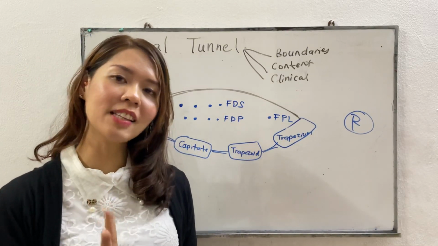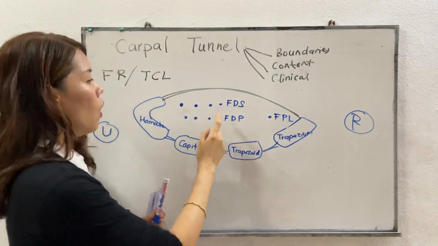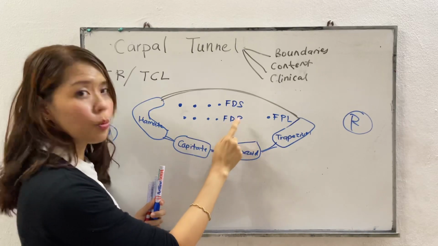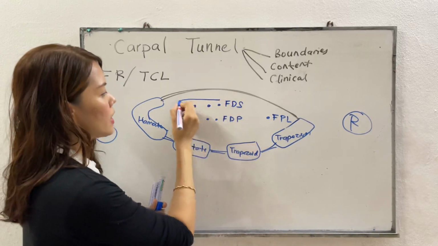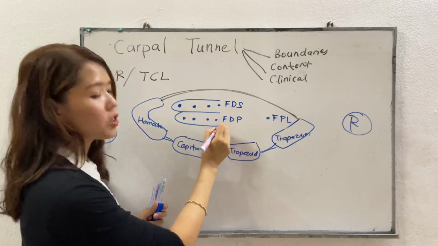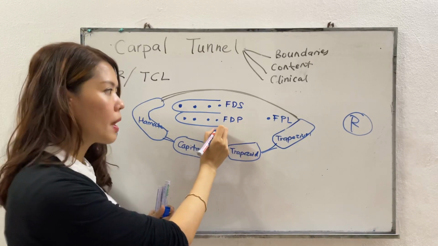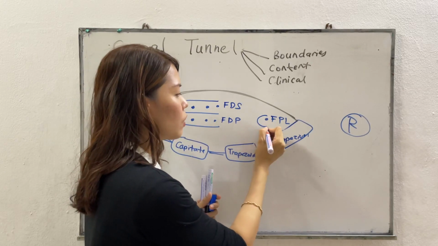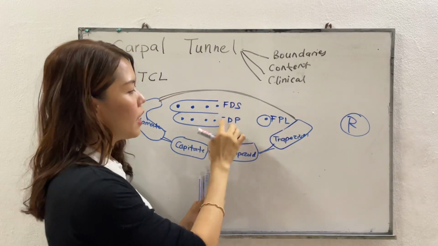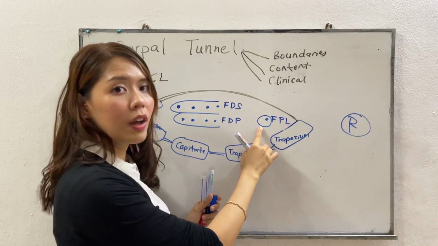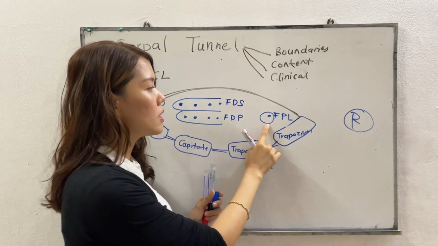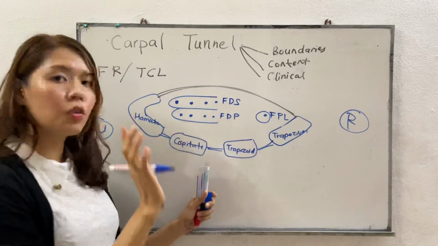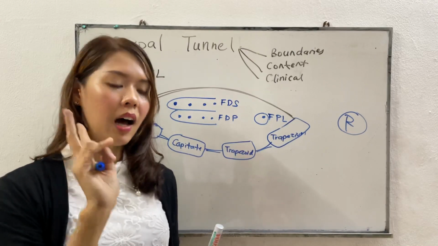Now the second content is the synovial sheath. The tendons of the flexor digitorum superficialis and the flexor digitorum profundus are covered by a synovial sheath called the ulnar bursa, and there is also another synovial sheath which is not shared with the other tendons, called the radial bursa, and it only covers the tendon of the flexor pollicis longus. So this synovial sheath is the second content.